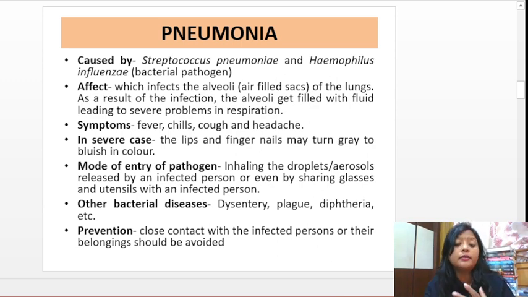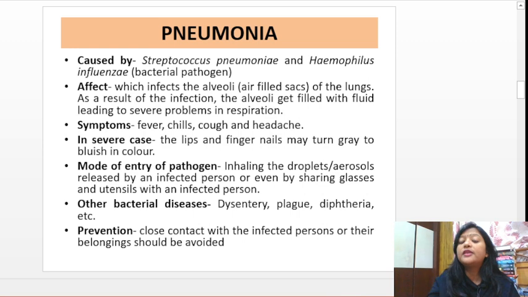And how does this bacteria enter our body? It will enter from an infected person. Suppose a person is already suffering from pneumonia. If you are exposed to that person, not just exposing, it's not by touching, you will not get it by touching someone.